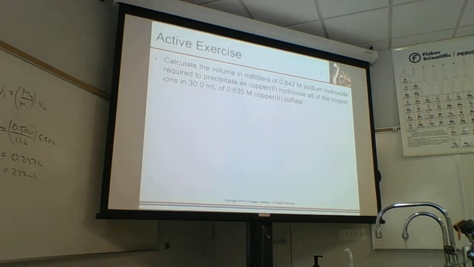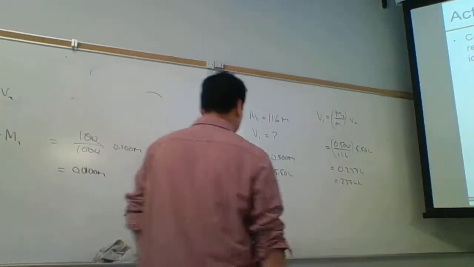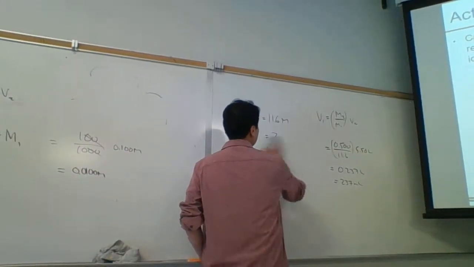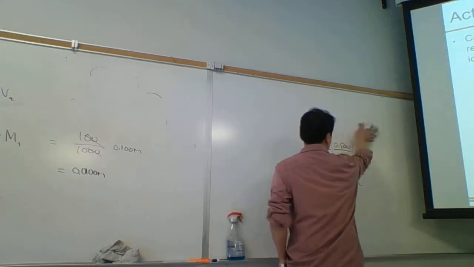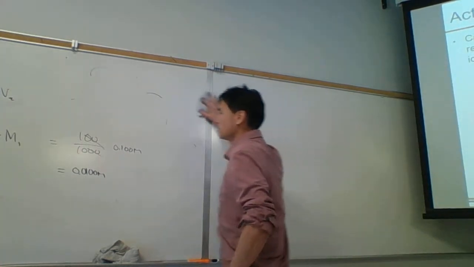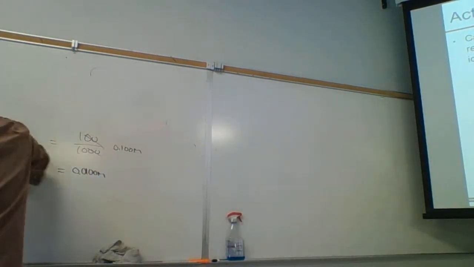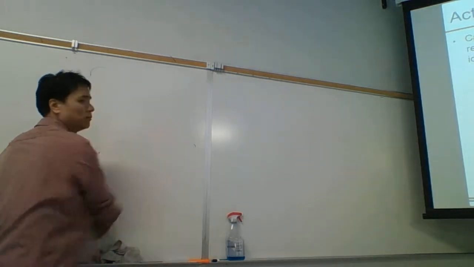Calculate the volume in milliliters of 0.842 molar sodium hydroxide required to precipitate as copper 2 hydroxide all of the copper ions in 30.0 milliliters of 0.635 molar copper 2 sulfate. Well, this is a stoichiometry problem. So for a stoichiometry problem, we need the balanced chemical equation first. And so what is the balanced chemical equation for this reaction?